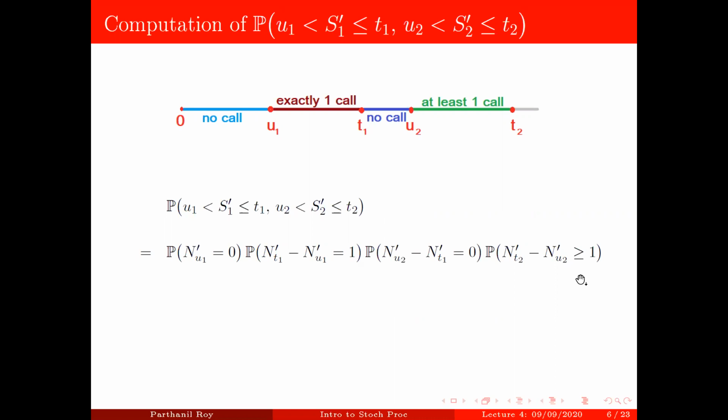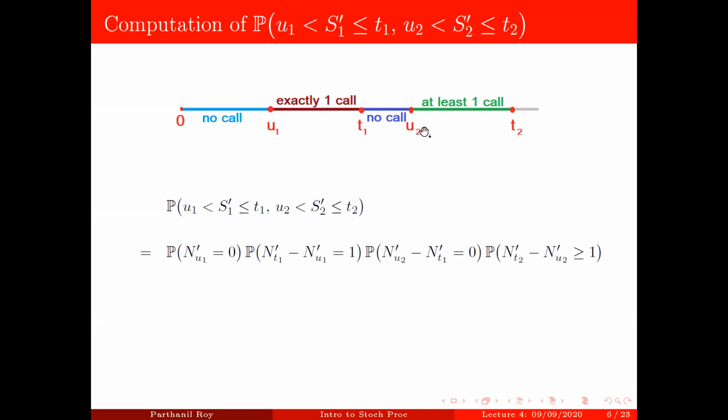Now the advantage of the N dash process is that we have already used the independent increments, but it also has another advantage: the increments are stationary as well as Poissonian. So let's use it now. Obviously N dash U1 is Poisson with parameter alpha times U1. N dash of T1 minus N dash of U1 is the number of phone calls in this interval, which is again a Poisson random variable with parameter alpha times the length of this interval, which is alpha times T1 minus U1.